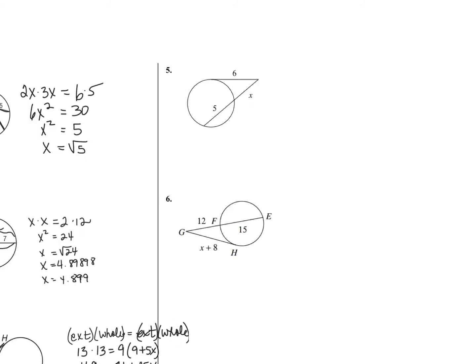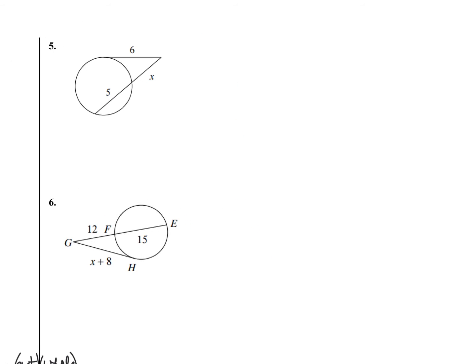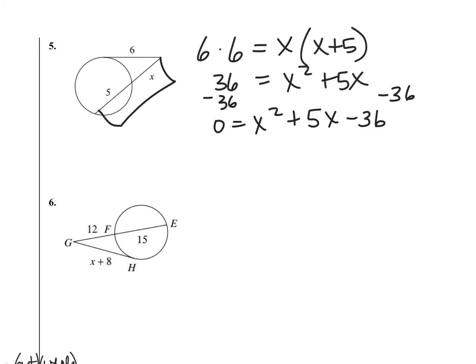All right, let's look at our next one. Outside the circle, and this is a tangent. So here we have exterior times the exterior, or the whole thing, equals the exterior times the whole thing, x plus 5. 36 equals x squared plus 5x. We have a quadratic equation here, so we want to set everything equal to 0. So we'll bring the negative 36 over here. We have 0 equals x squared plus 5x minus 36.